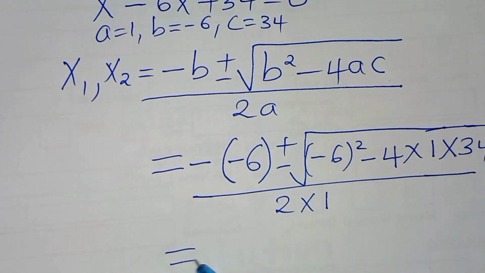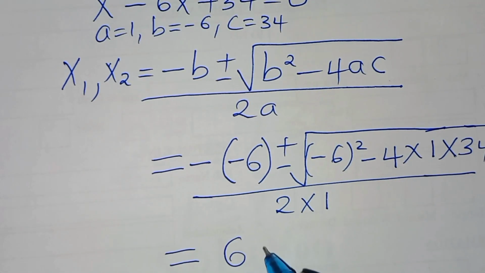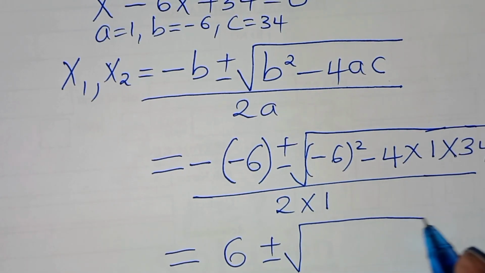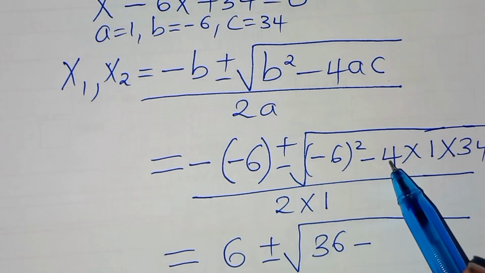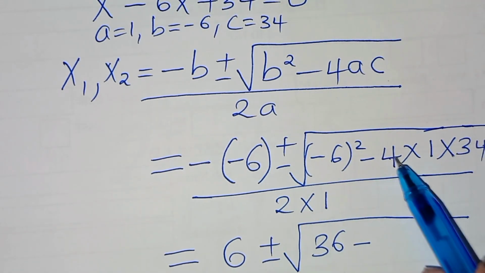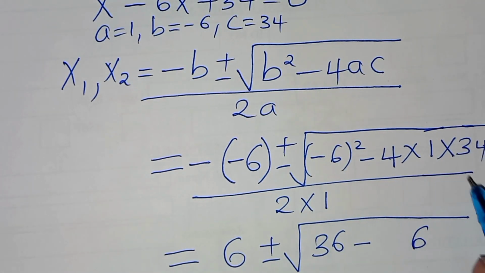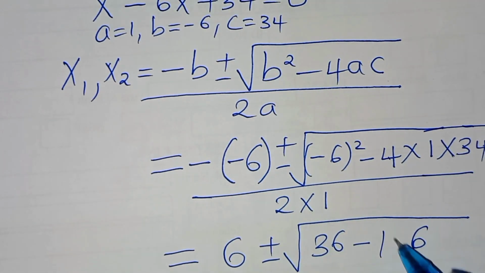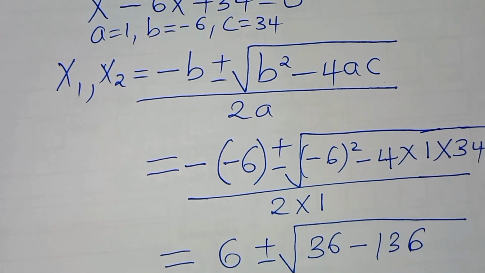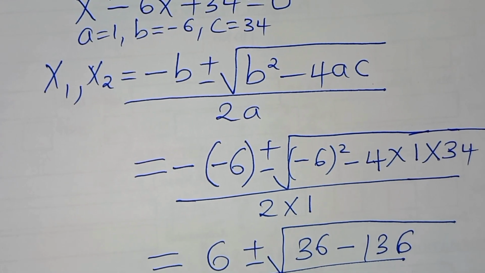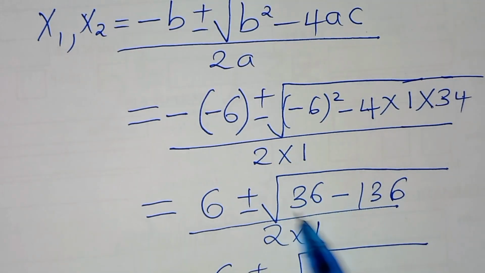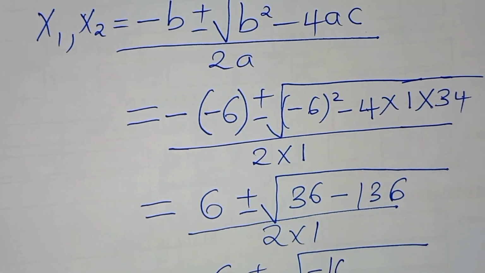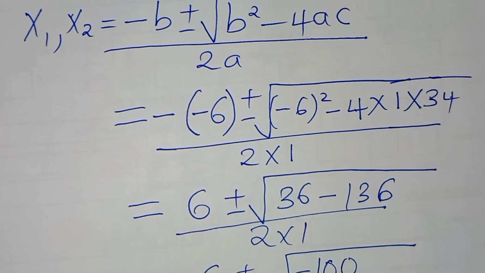The next step here, we have minus times minus 6, this is 6, plus or minus the square root of (-6)^2, which is equal to 36, subtract 4 times 34. Now 4 times 4 here is 16, so this is 6, carry 1. Then 4 times 3 is 12 plus 1, 13. So we have 136, divided by 2 times 1. The next step here, we have 6 plus or minus the square root of 36 - 136, this is -100, all divided by 2.